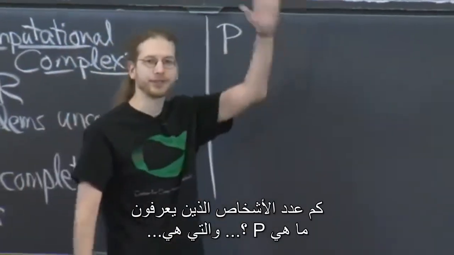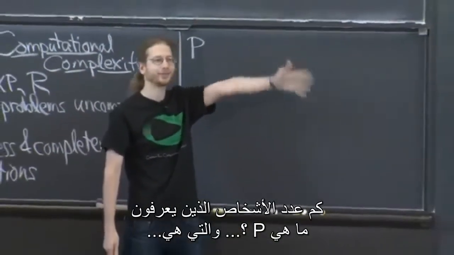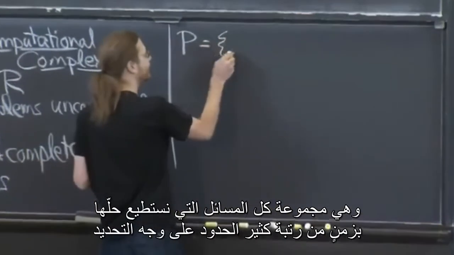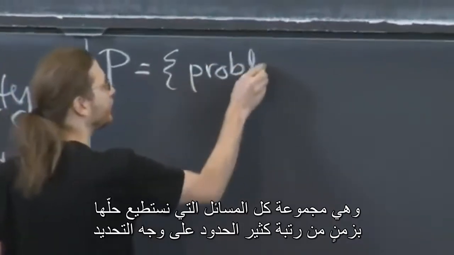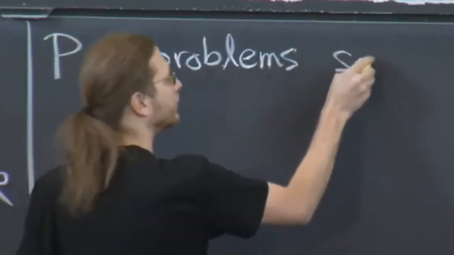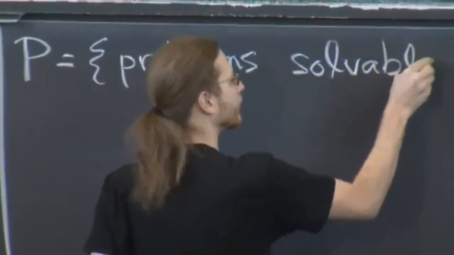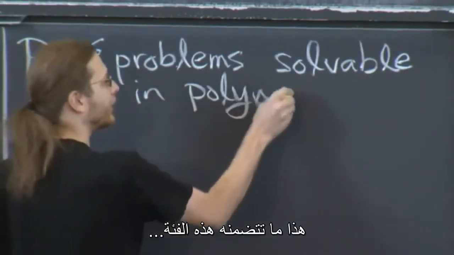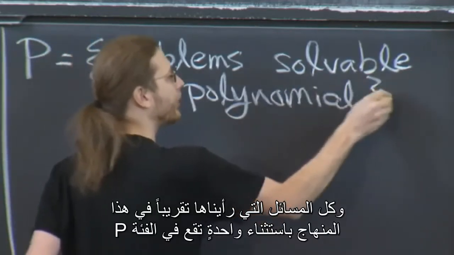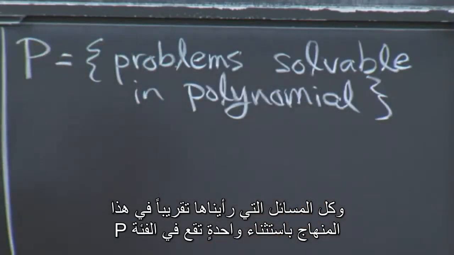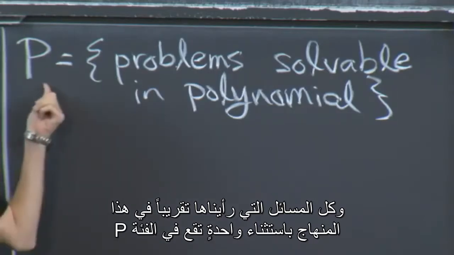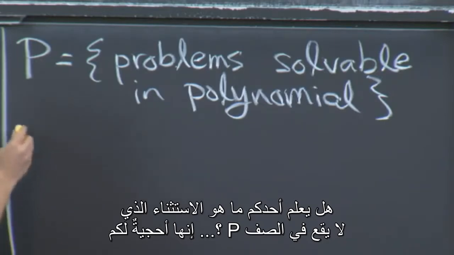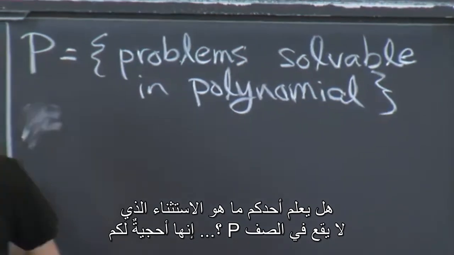How many people know what P is? OK, and it is polynomial time. More precisely, it's the set of all problems you can solve in polynomial time. This is what the class is all about. Almost every problem we've seen in this class, there's one exception, is in P. Anyone know the exception? Good puzzle for you. Not NP. What's next? EXP.